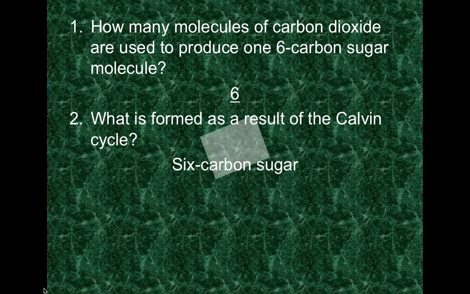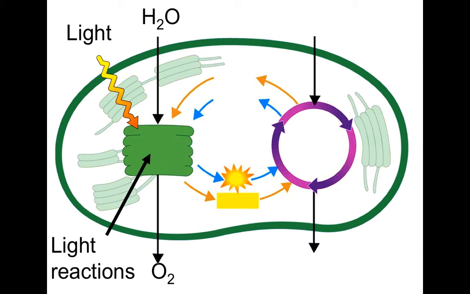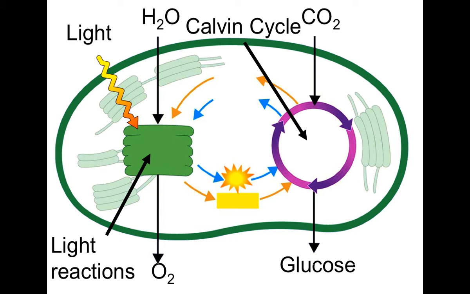So if we take a little bit more detailed look at the process in this diagram here, this again is our chloroplast. We have light energy coming in, and remember, these are the thylakoid membranes, these are our grana here. We also have to bring in water, and we get oxygen out of it. This is where the light reactions take place. So we not only get oxygen released, but then we cycle over to the other side by bringing in carbon dioxide and funneling out glucose through the Calvin cycle.